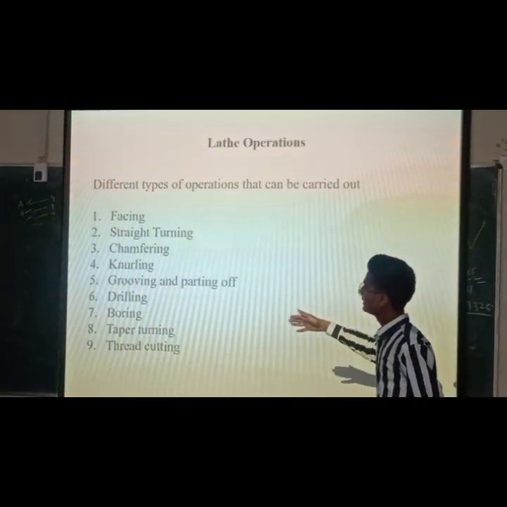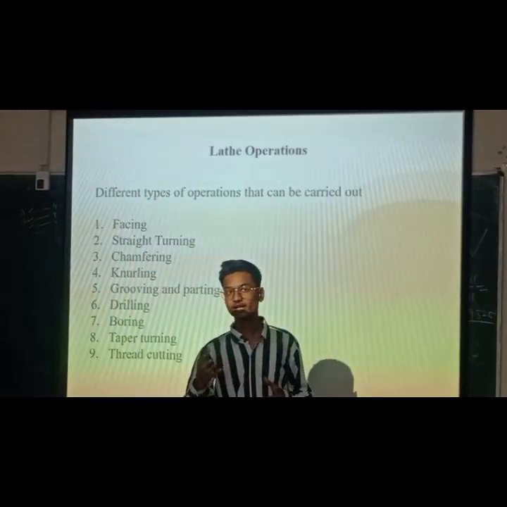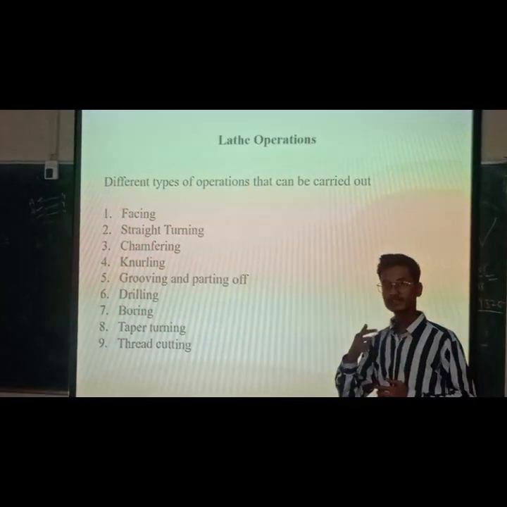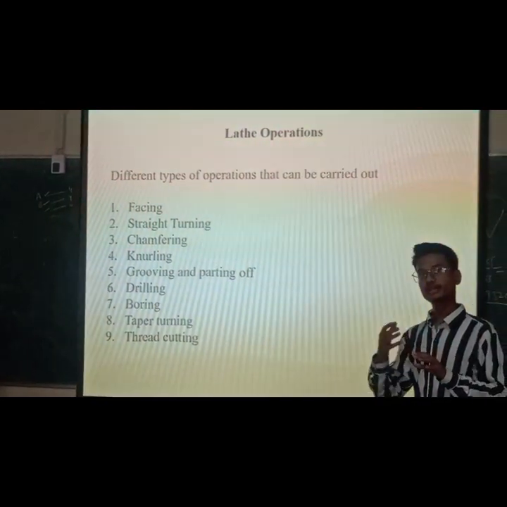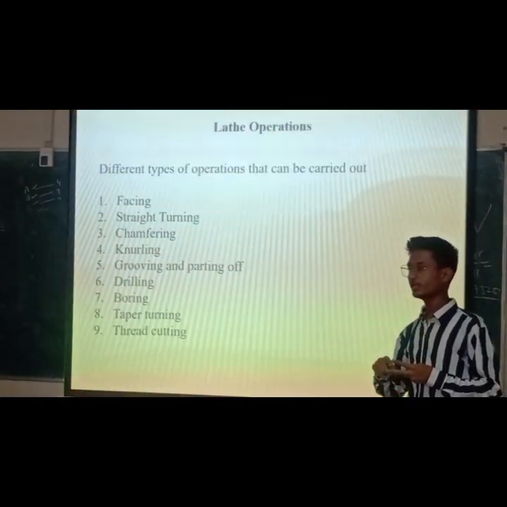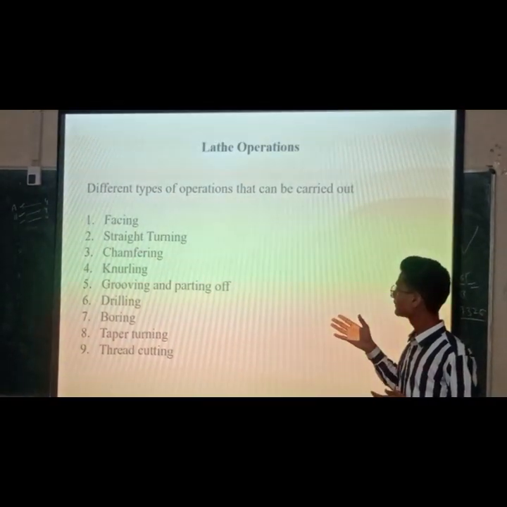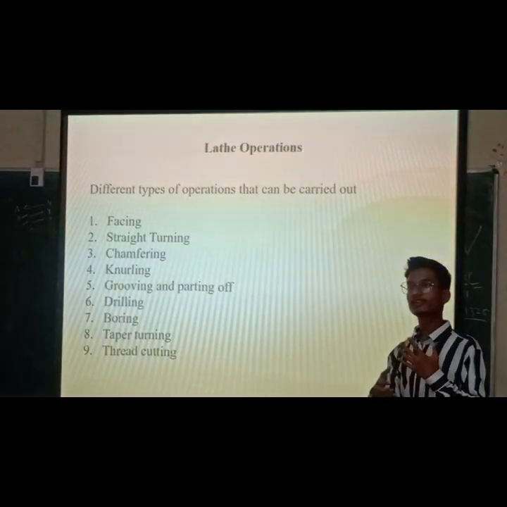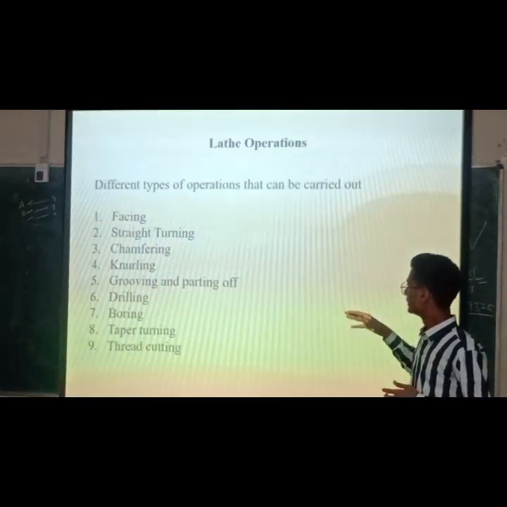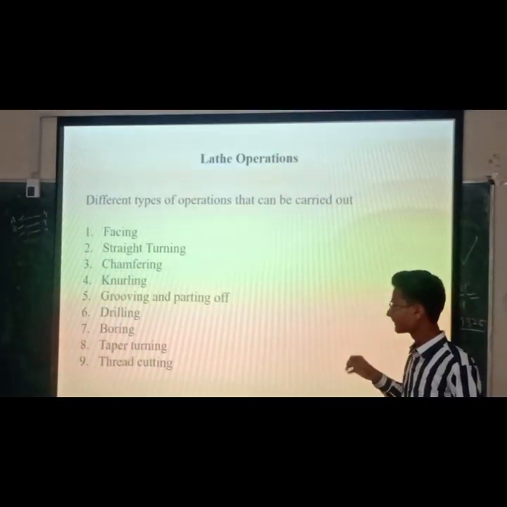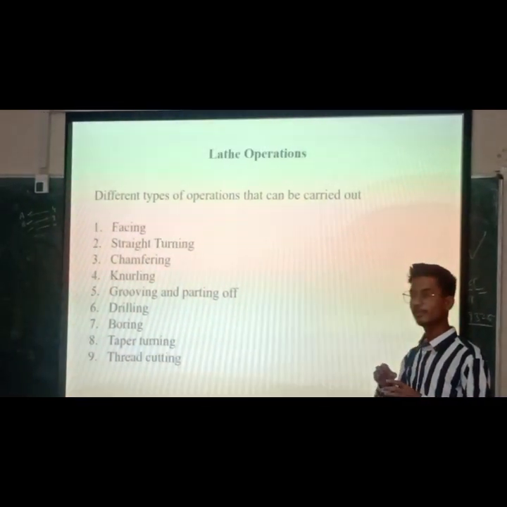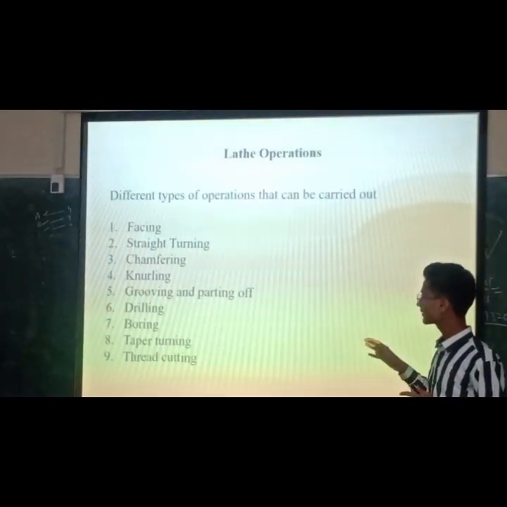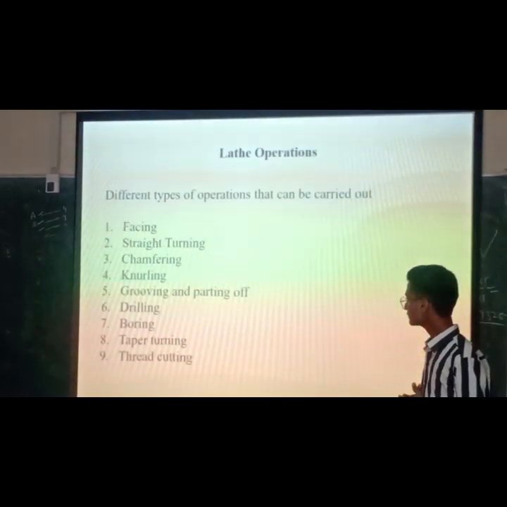So these are the operations that we can perform on the lathe machine, like basic straight turning. Turning has many types, like straight turning and taper turning. Next we have chamfering. Next we have knurling. Knurling is basically used for gripping. Next, grooving and parting off. Drilling. Drilling makes a hole in the workpiece. Boring, taper turning, and last we have thread cutting.